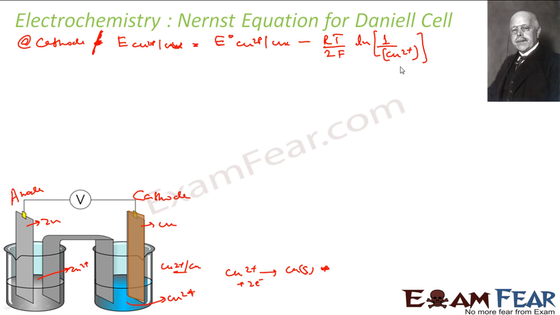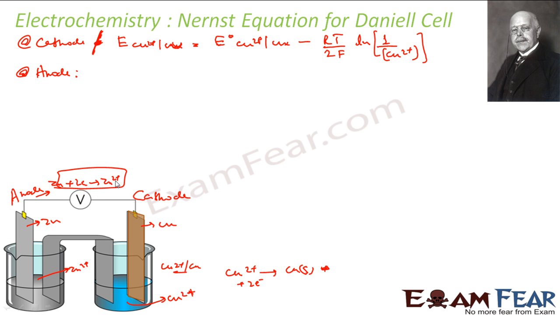That is my cathode. You'll find an anode. At the anode, what is the reaction? This reaction for the anode is nothing but zinc giving up 2 electrons, becoming Zn2+. Correct? But if you want to write the reduction reaction, it is nothing but the flip side.